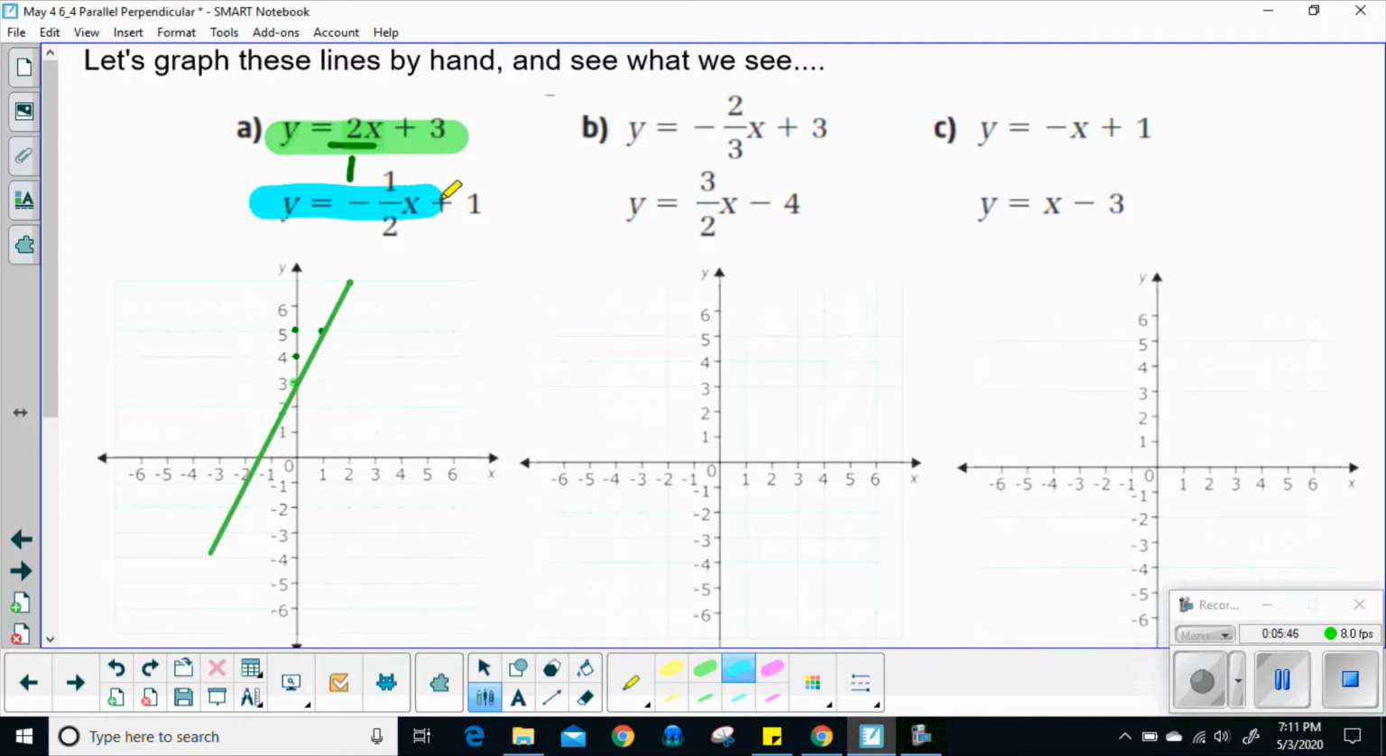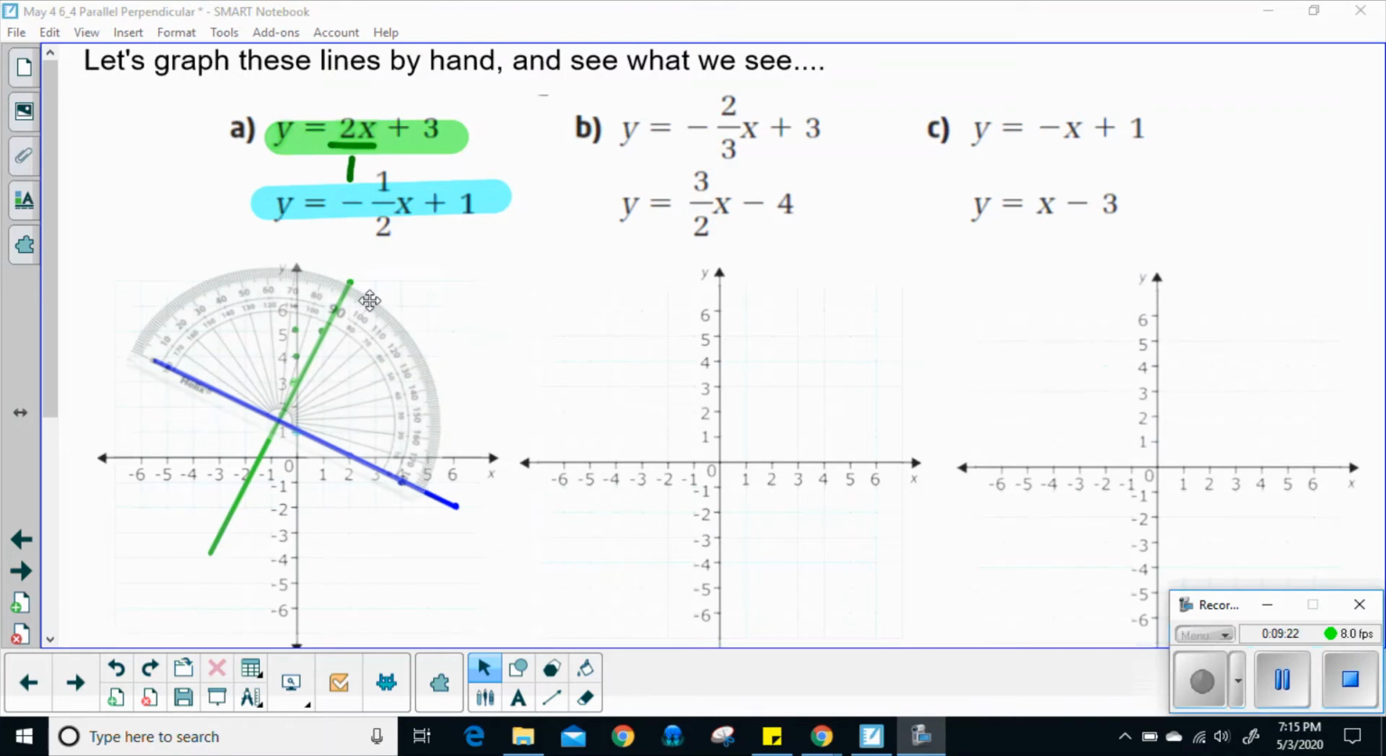Okay, let's graph the next one. y equals negative 1/2 x plus 1. The plus 1 is my y-intercept here. And then my slope is negative 1 over 2. So I'm going to go down 1 over 2, down 1 over 2, down 1 over 2. Well, that's lots for a line.